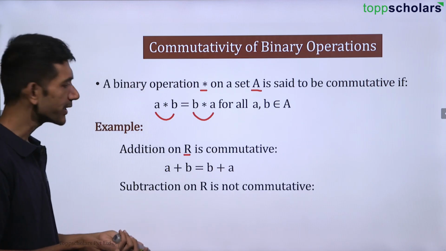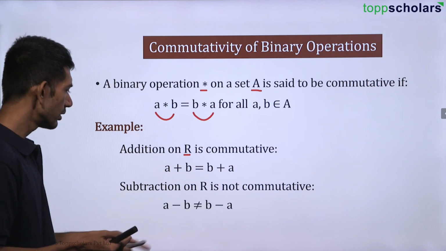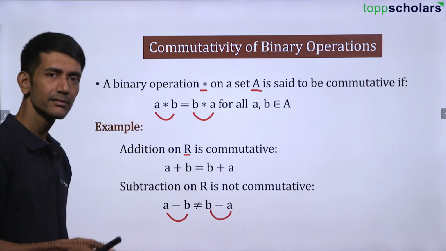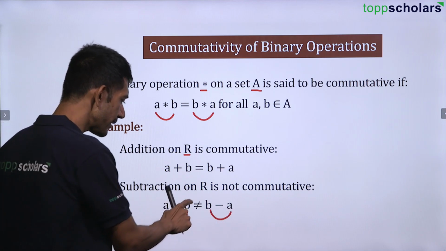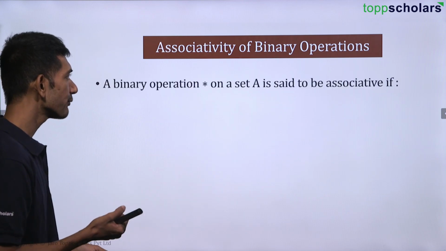Subtraction is not commutative, because if you take any two real numbers, say 3 and 2. So 3 minus 2 is 1. 2 minus 3 is minus 1. They are not equal, right? So not equal. Let us talk about the associativity of binary operations.